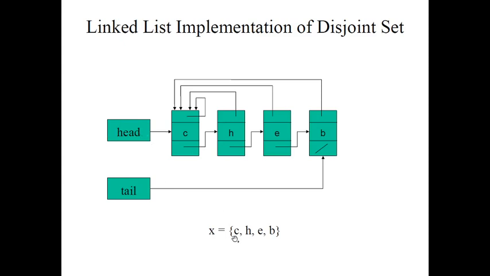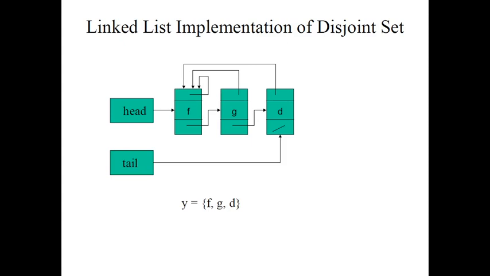Here you can see the set is C, H, E, B, with C first, and there will be a head pointer and a tail pointer. The head pointer will be pointing to the first element, that is the representative, and the representative will again have a pointer to itself. H will have a pointer to the representative, E will also have a pointer to the representative, B will also. Apart from that, each node has a pointer to the successor also. Then find set E will return C, find set H will also return C, find set B will also return C. Okay, this is how the linked list implementation has been done, and F, G, D also in the same manner.